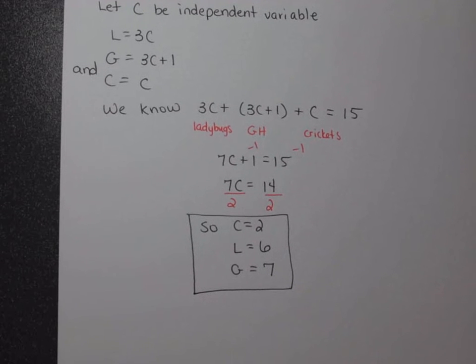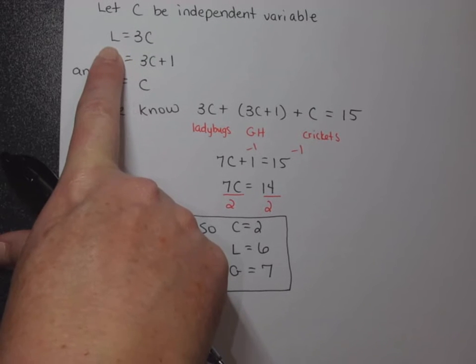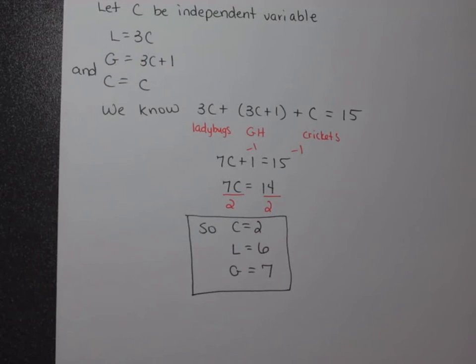So again, when you're picking your independent variable, you might have to trial and error it a bit. You don't want to make your life harder than it needs to be. I wouldn't have picked ladybugs in that last example because it would have required that I use a fraction for C, and I didn't really want to do that. So I always try to make it nice on myself.